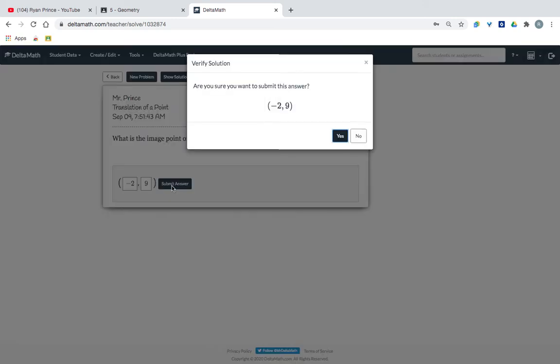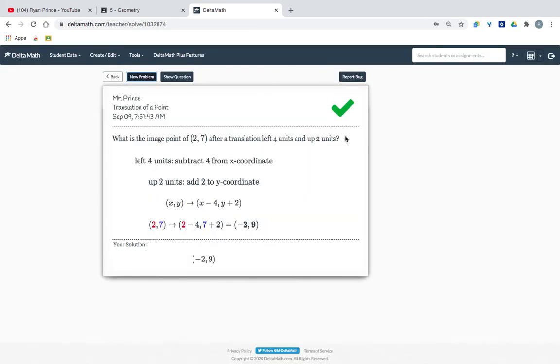Again, we've already done this before, so I'm going to go a little bit quicker. This even shows you after you answer it, or even if you get it wrong, it's going to show you what happens: x minus 4, y plus 2. This is what the translation looks like if you write it out on paper. And then you would go ahead and plug that stuff in to get your actual answer.